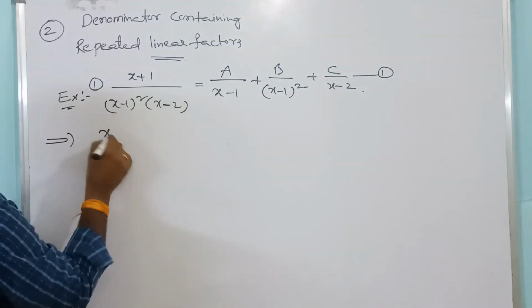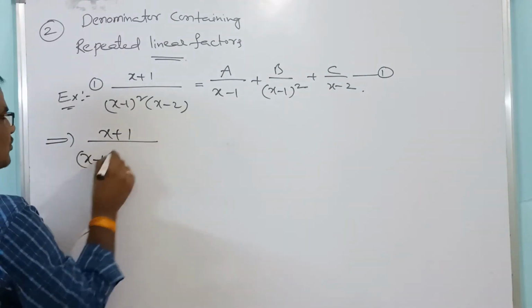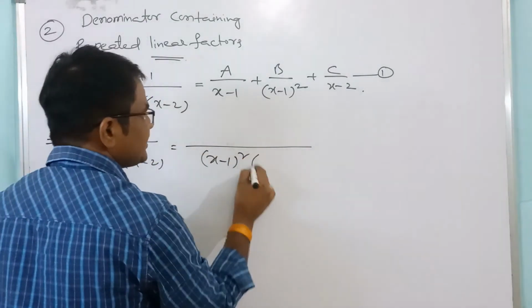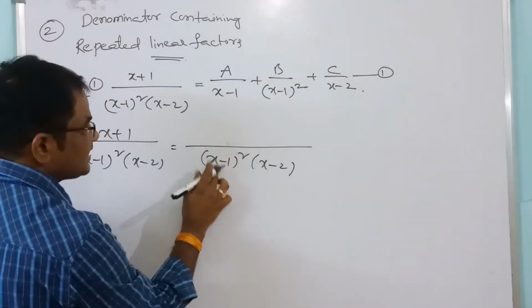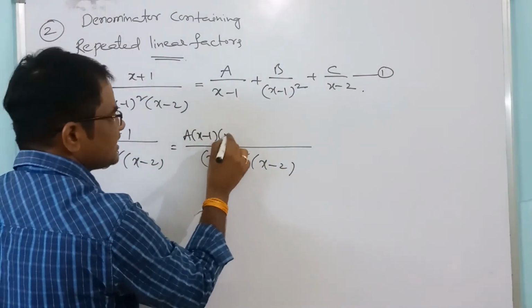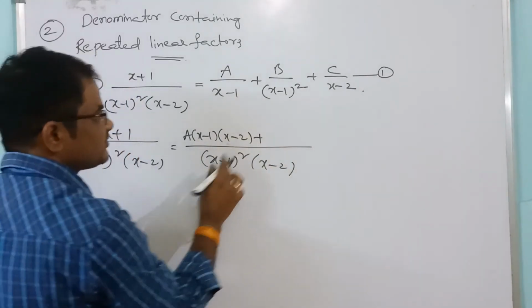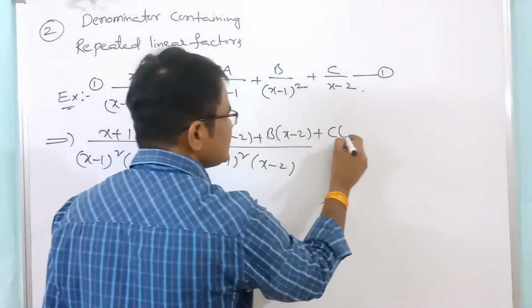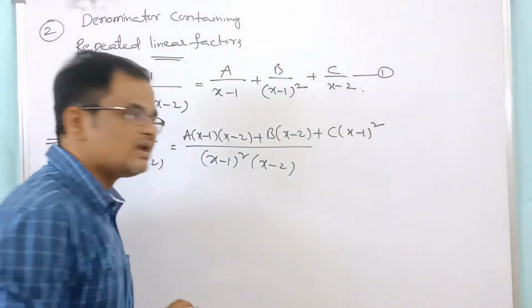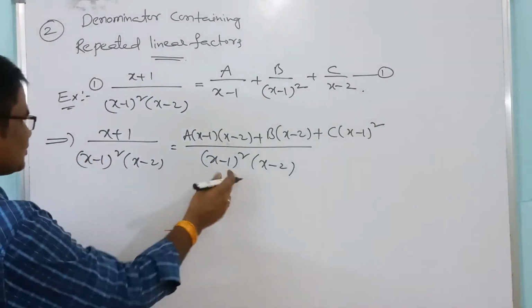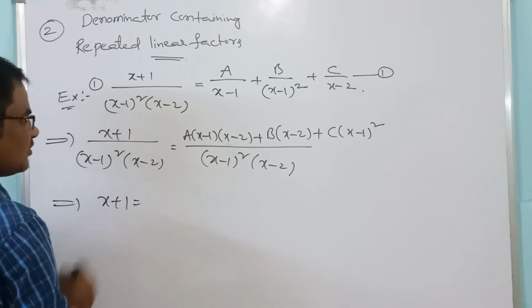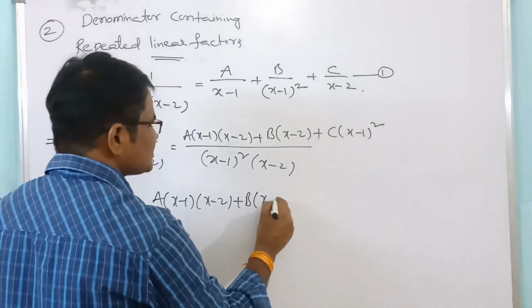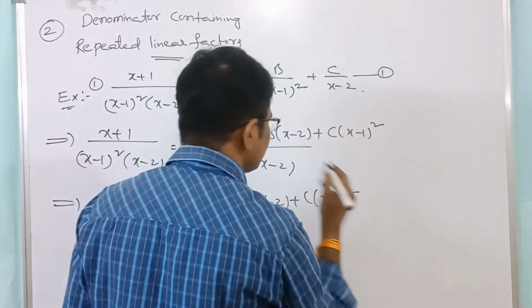Now that implies x plus 1 by x minus 1 whole square into x minus 2. Now here LCM is x minus 1 whole square into x minus 2. Here one x minus 1 gets cancelled, one more x minus 1 remaining and x minus 2 also remaining. Here x minus 1 whole square gets cancelled, B into x minus 2, plus here x minus 2 gets cancelled, C into x minus 1 whole square. So carefully you have to do the LCM. Equate the numerators: x plus 1 equal to A into x minus 1 into x minus 2 plus B into x minus 2 plus C into x minus 1 whole square.